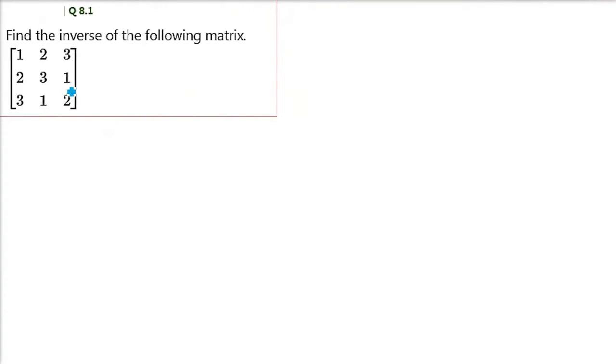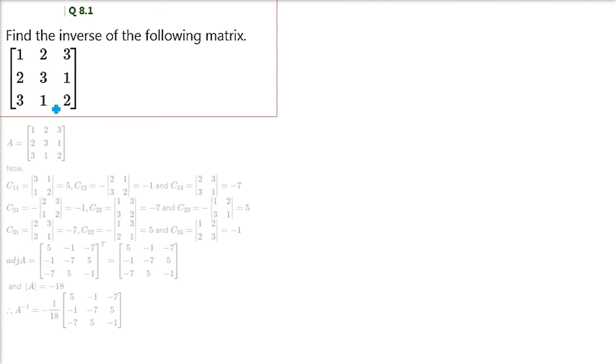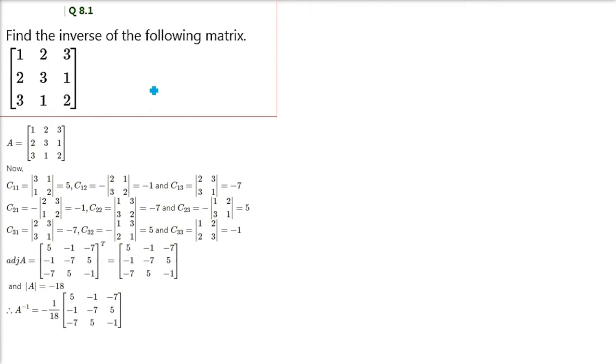Find the inverse of the following matrix. Now this is a 3 by 3 matrix. It's a square matrix, so we have a simple formula here in order to get the inverse. A inverse is nothing but the adjoint of A. So we'll take the adjoint of A and divide it by the determinant of A.